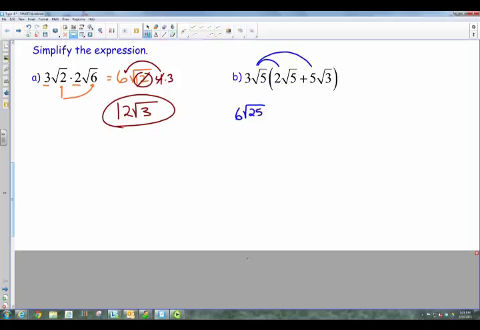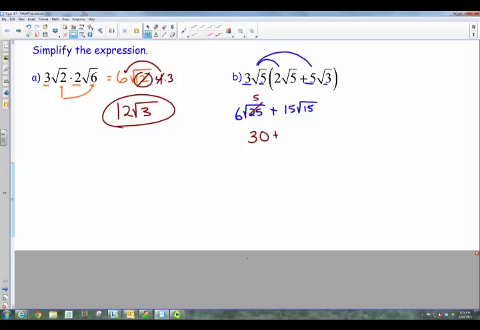Okay, the next step, I've got the 3 and the 5 in the first and last, and that gives me 15. And then I've got a 5 and a 3. Multiply that, that gives me 15. Now we go to simplify. Well, here I have the square root of 25, which is just 5. And this is all being multiplied, so 6 times 5 is 30.